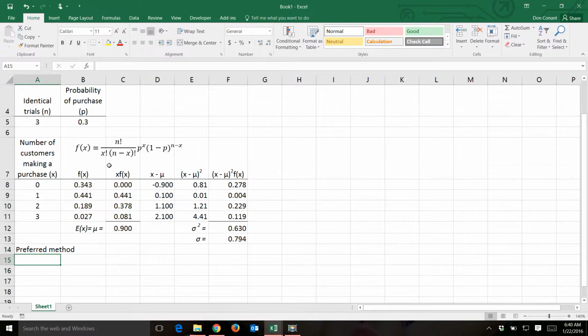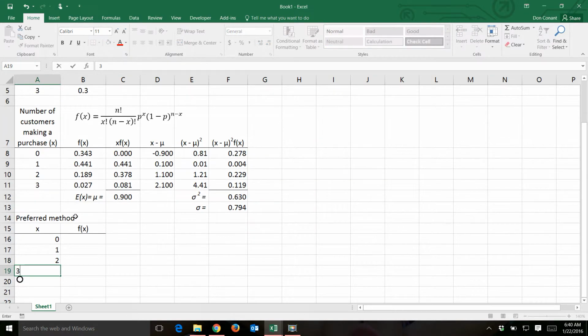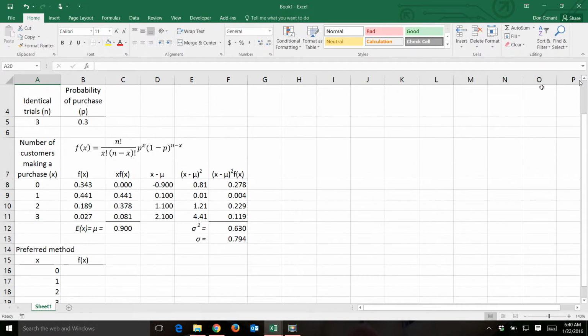So we're going to have x and f of x, these two columns. Center those. Zero, 1, 2, 3. Come up just a little bit. All right. Now, instead of entering the complex formula above and running the risk of making a mistake, we're going to use the Excel function called the binom.dist.